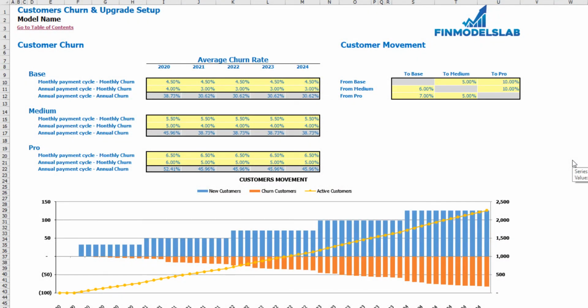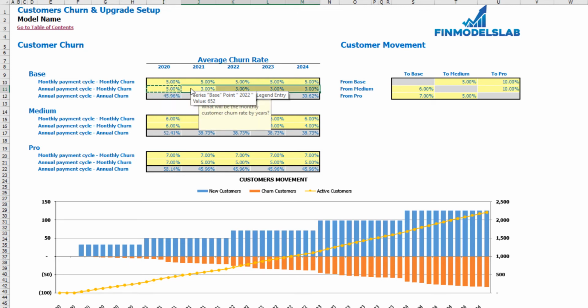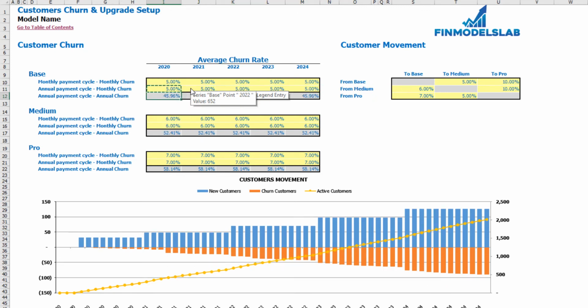On the Customer Movement tab, you can input customer churn assumptions and customer movement assumptions. So let's start from churn rates. In here you can input your churn rates broken down by payment cycles and broken down by offerings. Please note that you input monthly churn. So for monthly payment cycle, if you input 5%, this will be 5% per month. But if you input 5% for annual payment cycle, it will convert to the annual churn, which is 45.96% of churn.